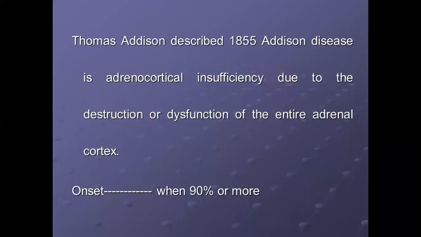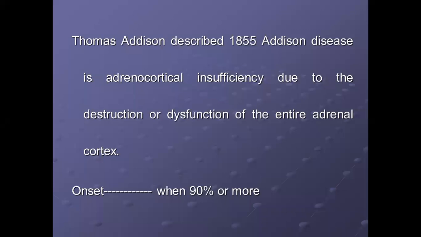Addison disease, described by Thomas Addison in 1855, is an adrenocortical insufficiency due to the destruction or dysfunction of the entire adrenal cortex. Most of the time, both cortisol and aldosterone are decreased. Now, this occurs slowly in most cases. So when 90% of the adrenal cortex is destroyed, then the patient develops signs and symptoms of Addison disease.